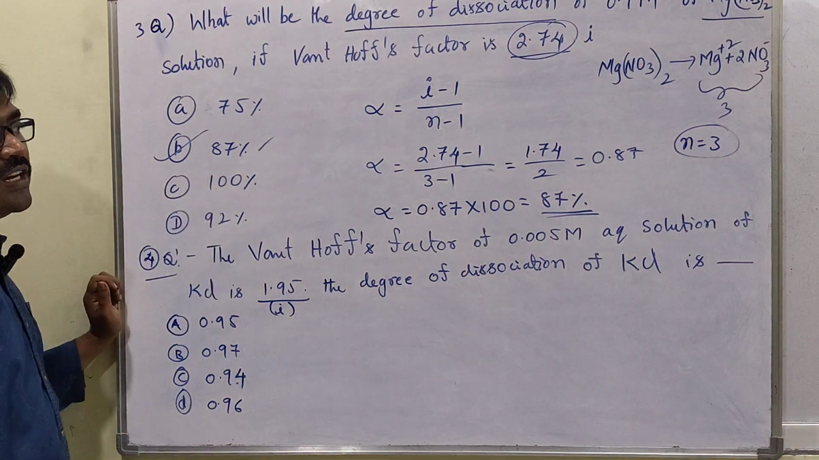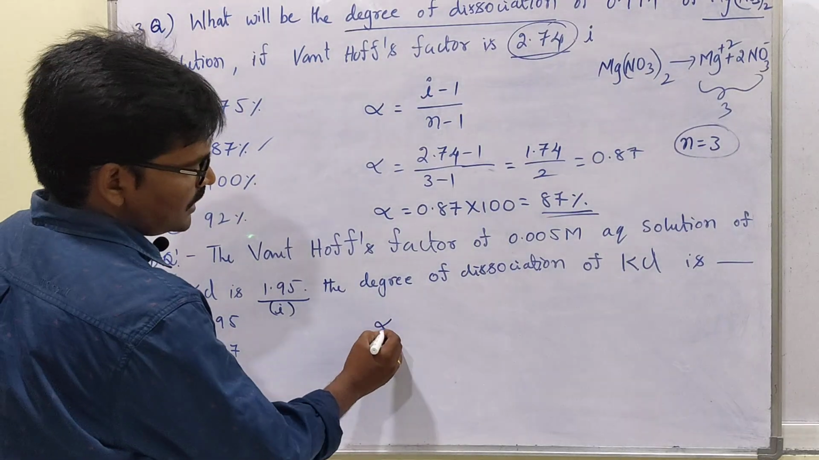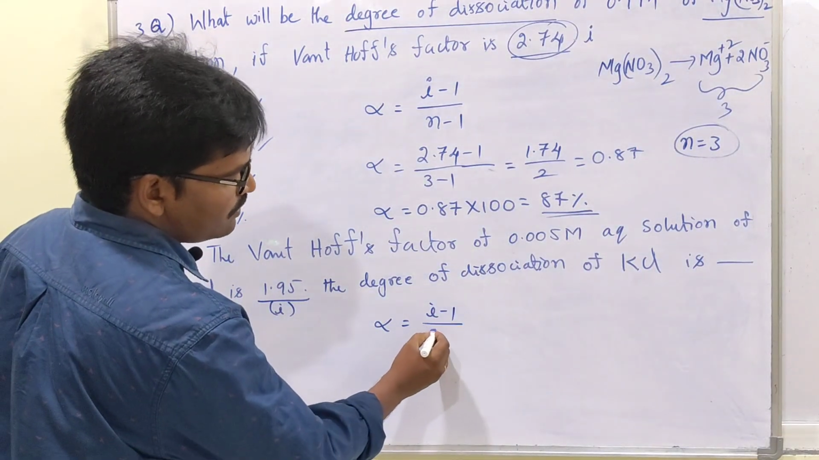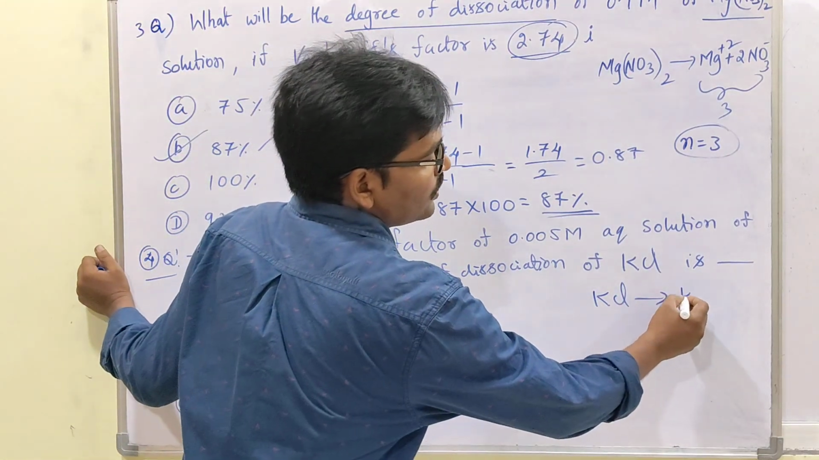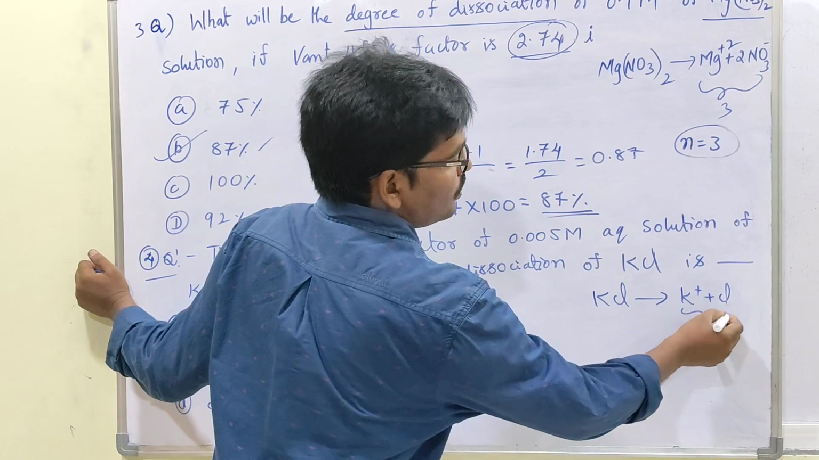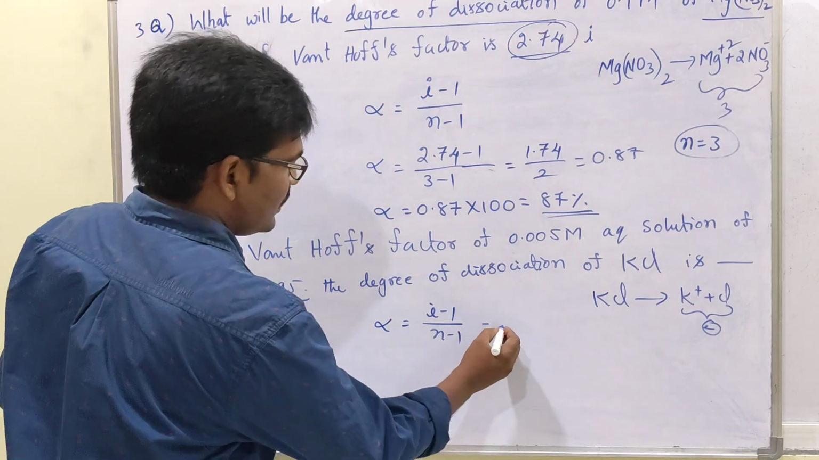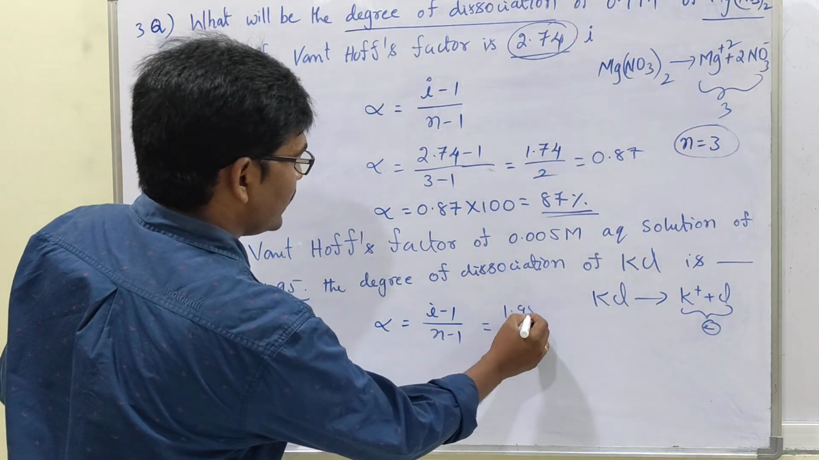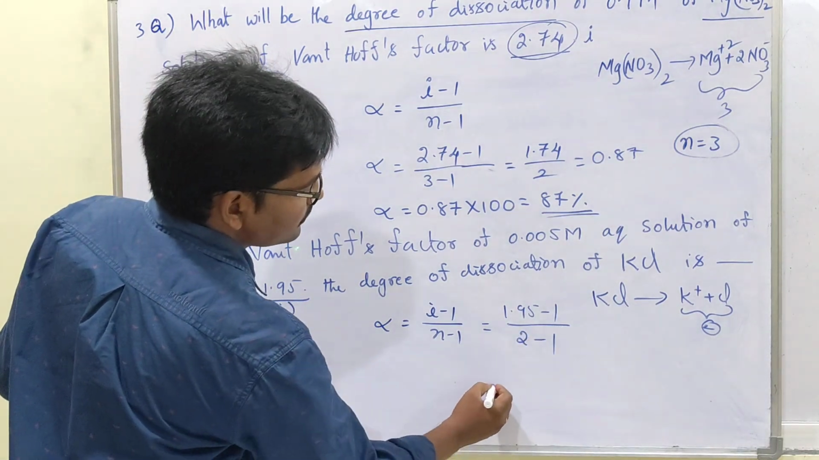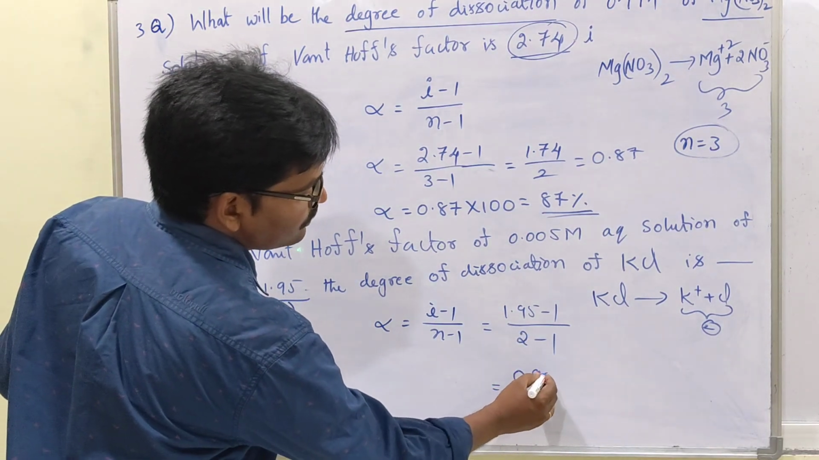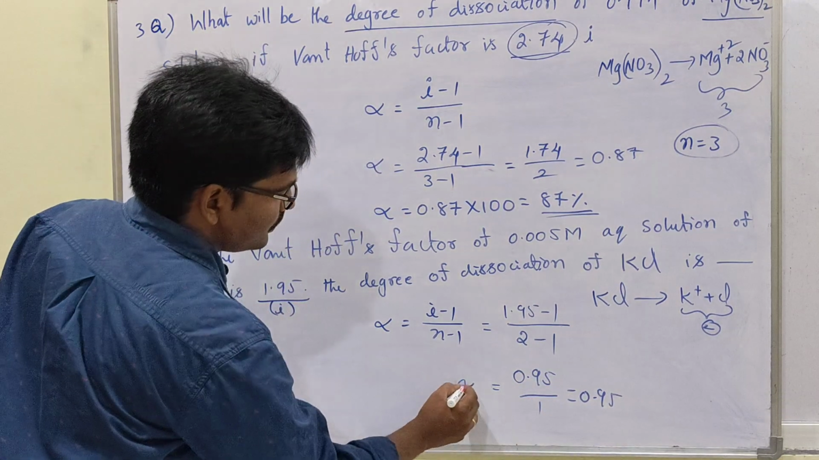The degree of dissociation of KCl is, again, the same formula we have to use. Alpha equals i minus 1 divided by n minus 1. For KCl, n value: K plus, Cl minus, total number of particles are 2, so n value is 2. So what is the i value? 1.95 minus 1 divided by n value 2 minus 1. Then 0.95 divided by 1. So 0.95 is the alpha value.